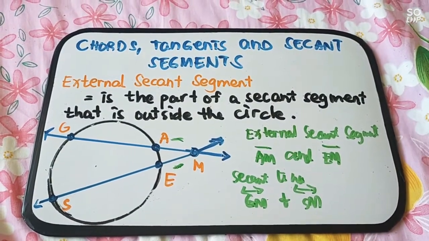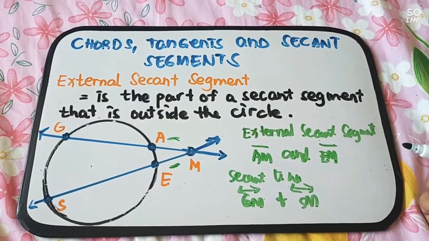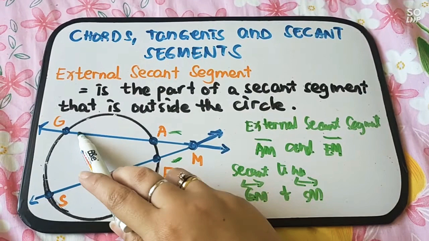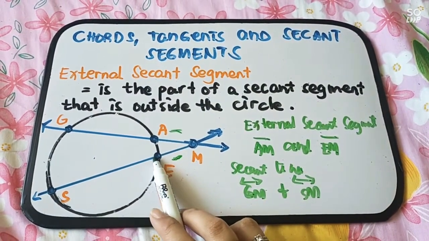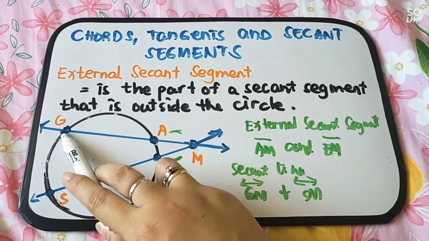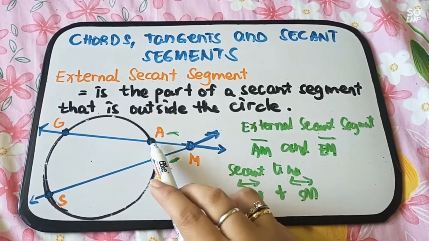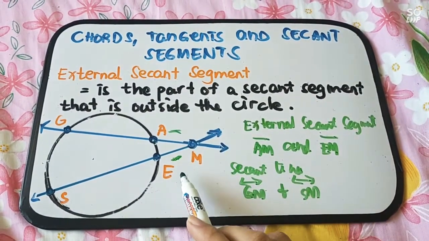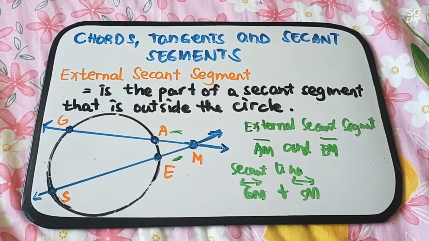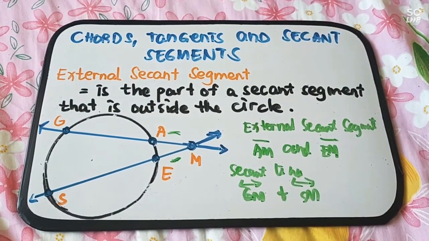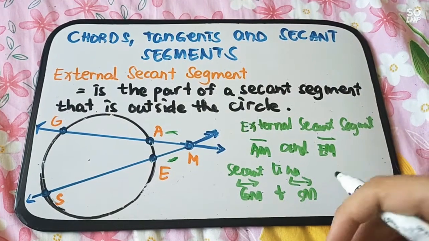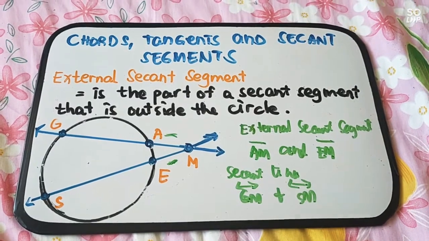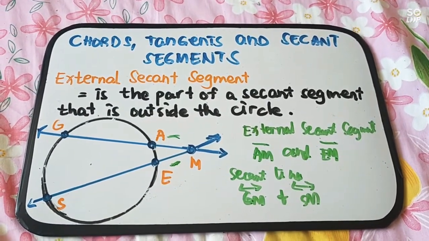Yan. Then, ang inyo namang tinatawag na internal secant segment, ang internal, 'yung nasa loob, si GA at saka si SE. Okay? So, ang ating secant ay si GM, ang kanyang external ay si AM. Ang ating secant ay si SM, ang ating external ay si EM. Okay? That is the external secant segment. Bakit ko ito pinaliwanag? Kasi mamaya sa theorem, makikita n'yo si external secant segment. Okay? Now, let's move with the theorems.